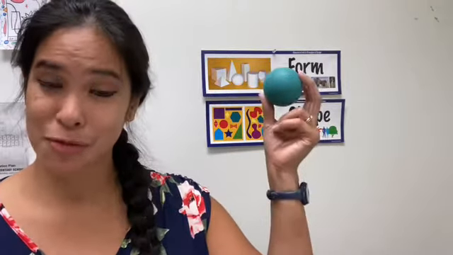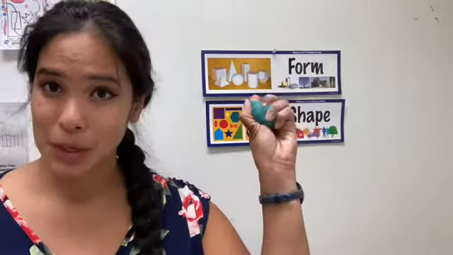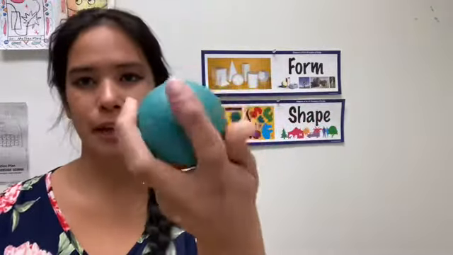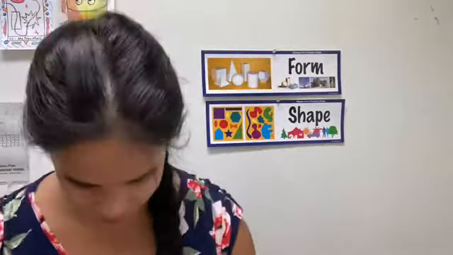So let's do a little review. I'm gonna hold up something and look at it carefully, and you're gonna tell me, is it an example of a form or a shape? Ready? All right, if you said form, you are right. Bonus if you know that this is a sphere. So a ball in real life is a sphere.